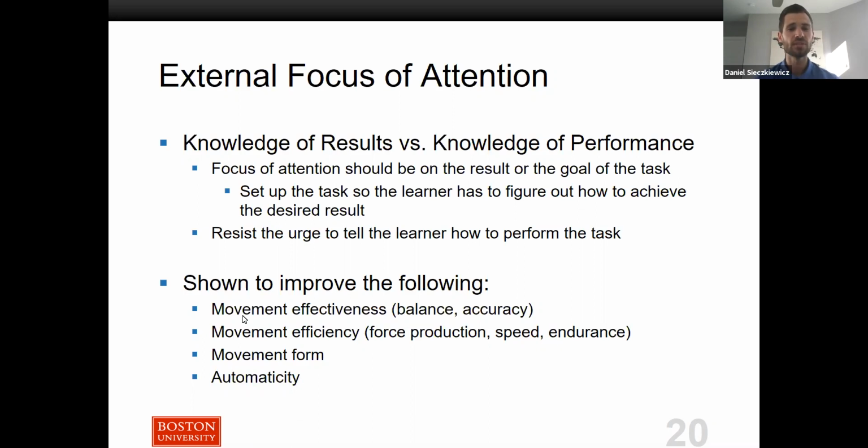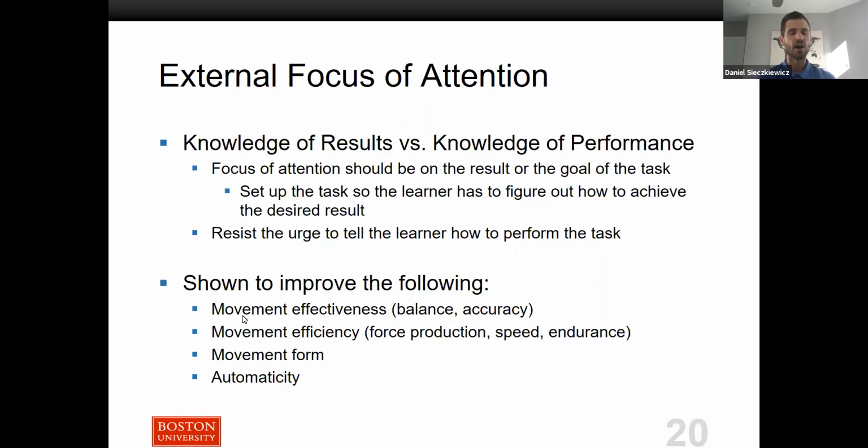In other words, the focus of attention should be on the result or the goal of the task, so knowledge of results, rather than on how they're performing the task. So we want to make sure we set up our exercises or our tasks so that the learner has to figure out how to achieve the desired result or the desired goal. We want to make sure we resist the urge to tell the learner how to perform the task. And I'll give an example of this on the next slide.